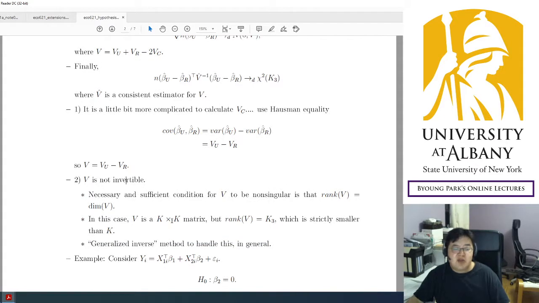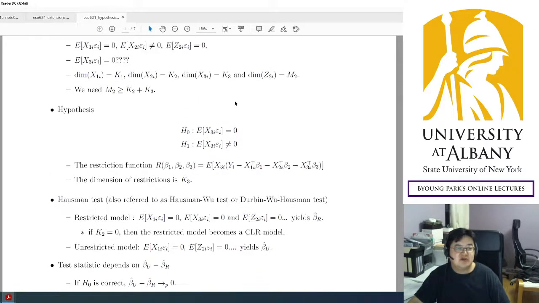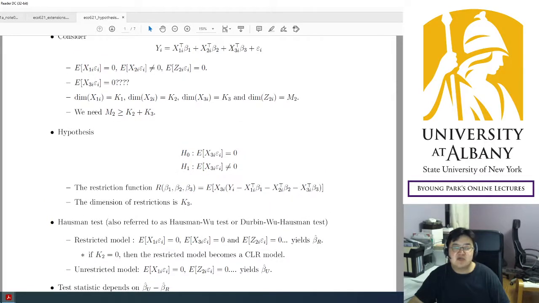Now the second problem is this. Think about this. The dimension of beta, the coefficient of x1, x2, x3, is the total dimension k1 plus k2 plus k3.